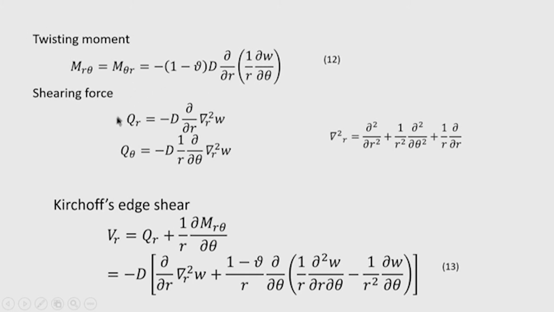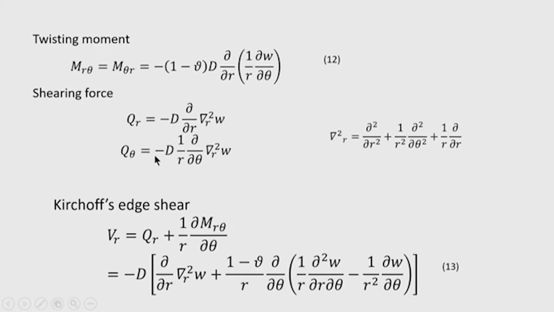Okay. Then the shearing force Q r is equal to minus D del by del r of the Laplacian operator in the polar coordinate system, consisting of three terms. The Laplacian operator in the rectangular coordinate system consists of only two terms, but in the polar coordinate system, for the general condition when these quantities depend on r and theta, it contains three terms. Okay. So, Q theta is also written as minus D 1 upon r del by del theta of the Laplacian of w. The Laplacian in polar coordinates was introduced earlier, and I have given the detailed derivation of it.